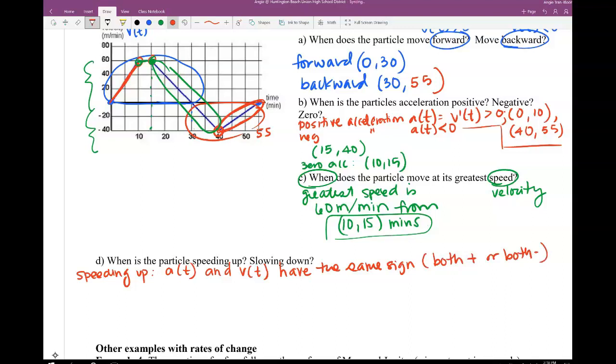Slowing down, okay, means a of t and v of t have opposite signs. Okay, all right, so one's positive, one's negative, vice versa. So let's talk about when it is slowing. Oh, I wrote speeding up first. I guess let's do speeding up first, okay? Speeding up.